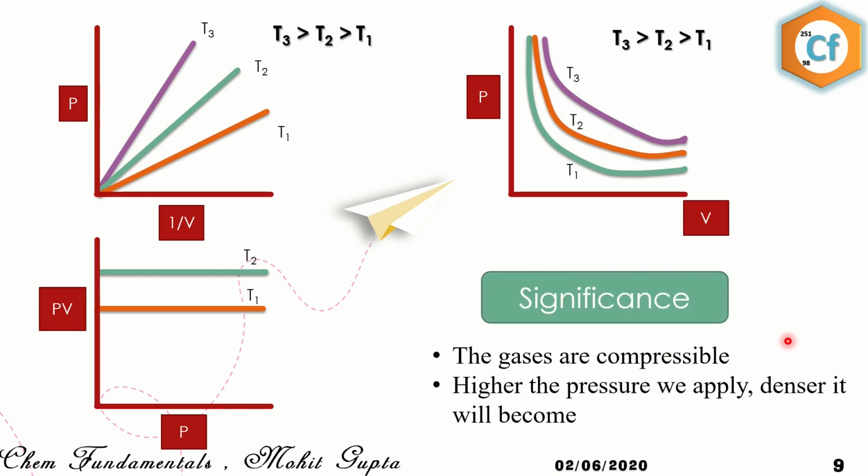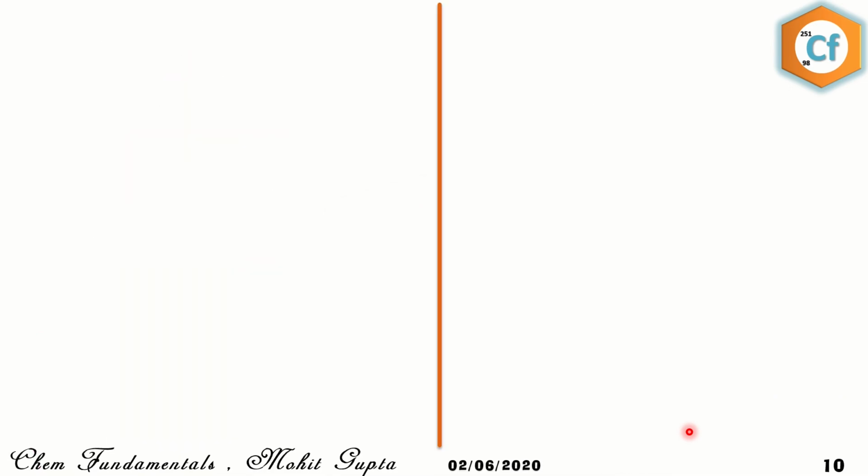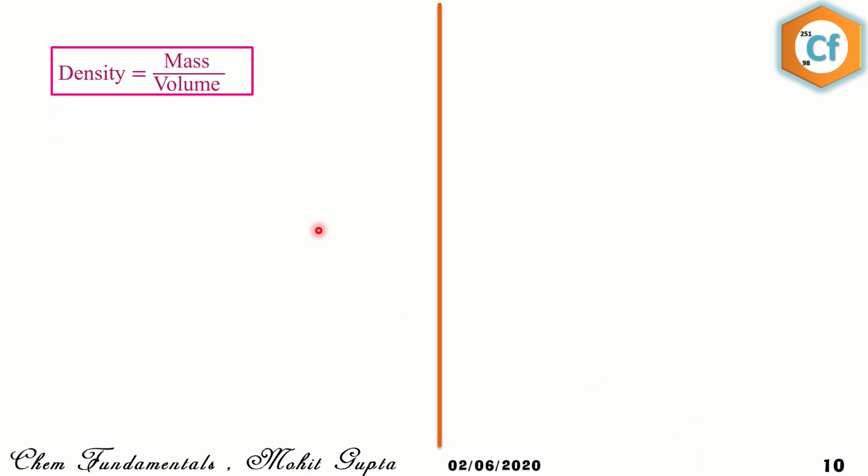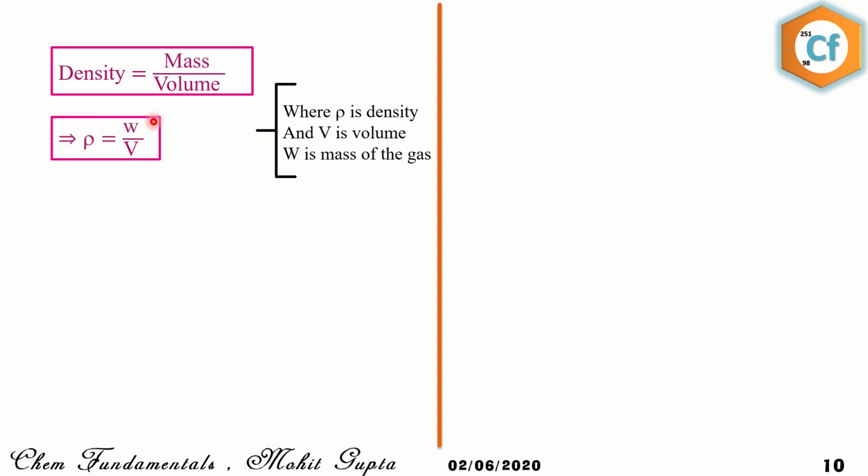So next is the significance. What is the significance of this law? It signifies that gases are compressible. The higher the pressure we apply, the denser it will become. So let us find out the relation between the density and the pressure. Density is mass per unit volume, where I have taken W for the mass and capital V for the volume. Rho is the density. On rearranging, I get volume is equal to mass per unit density.